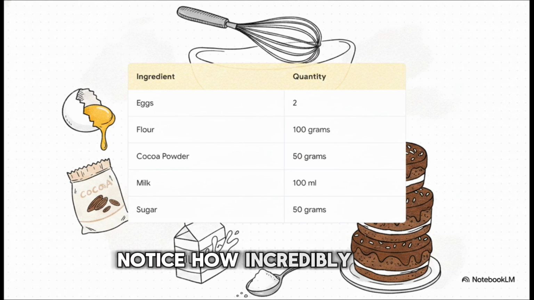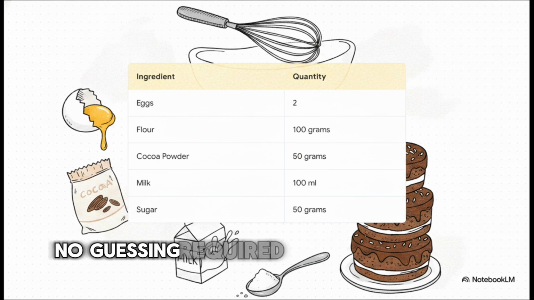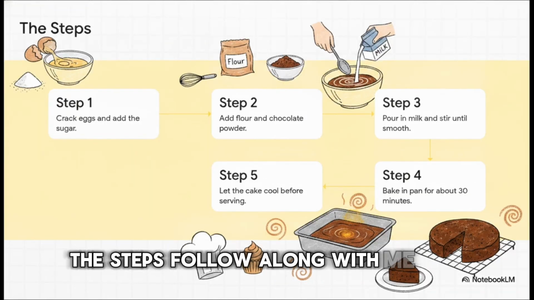Notice how incredibly clear the ingredients and their exact quantities are listed here. No guessing required. Now, for the third part of our structure, the steps. Follow along with me here.